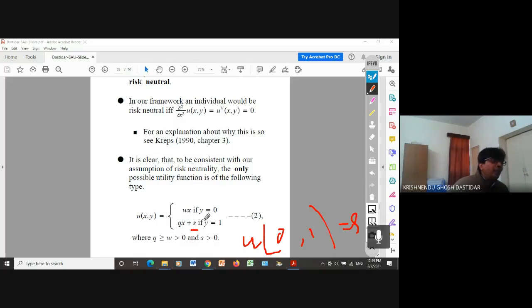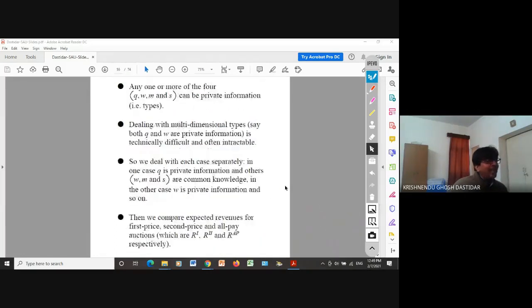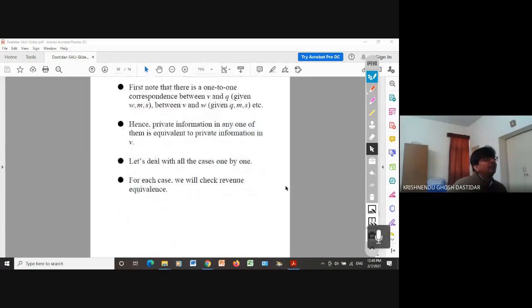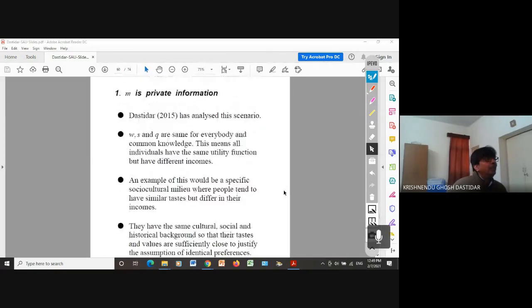Now, what about when W or Q is private information? Look, W is the marginal utility of X when you don't consume Y. Q is the marginal utility of X when you consume Y. All we know is that Q is strictly greater than W when things are non-quasi-linear. Before this talk, I had computed that too, and that is as follows. Let me come to that.